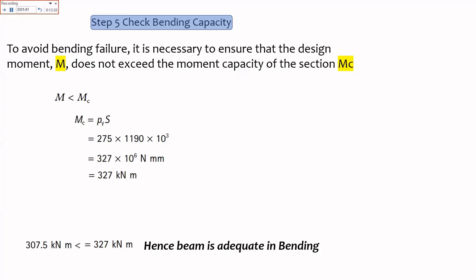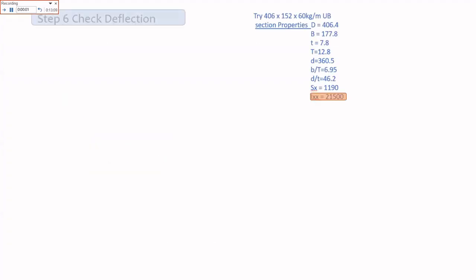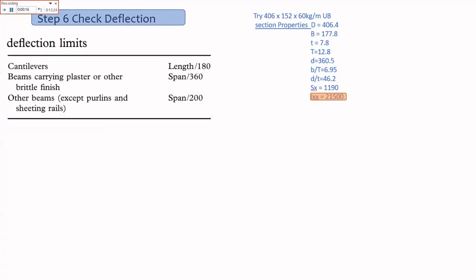So the next check we are going to perform is the deflection check. Now, BS 5950 provides deflection limits for various beams depending on what they are carrying and their loading configuration. For all cantilevers, the deflection limit will be the length divided by 180. For beams carrying plaster or other brittle finishes, it should be span divided by 360, and for all other beams except purlins and thick railing, the deflection limit should be span divided by 200.